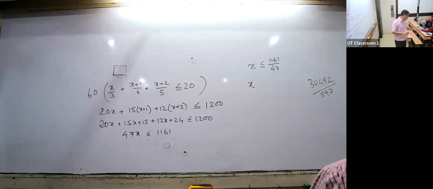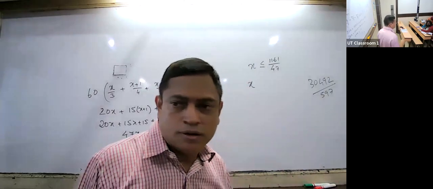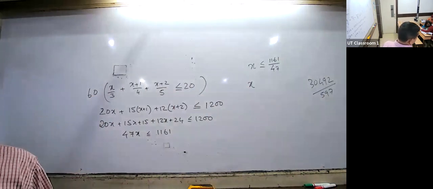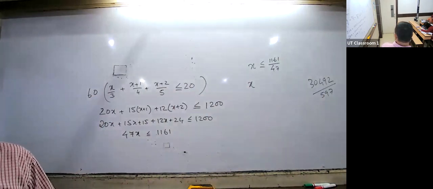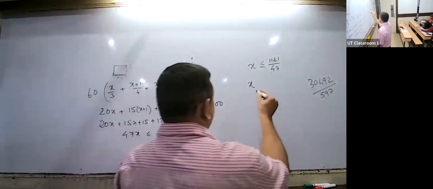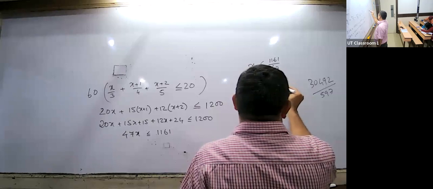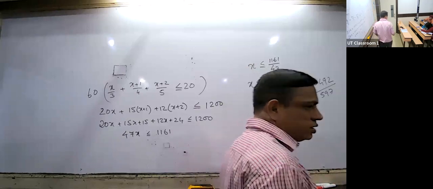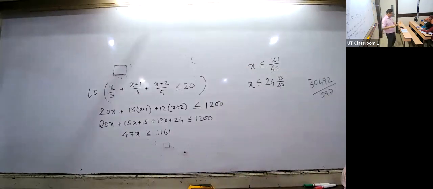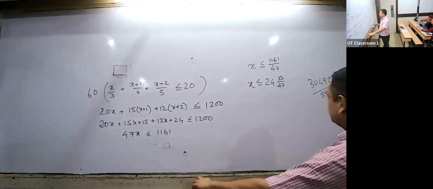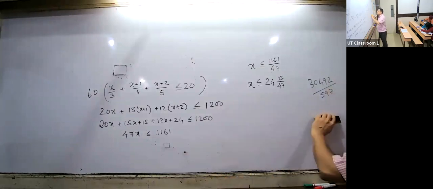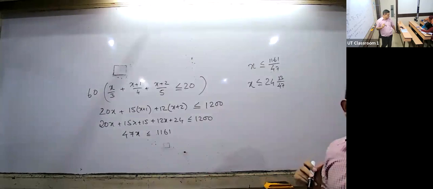One second. You tell. Division, right? 24 and 33 divided by 47. Okay, you got that? Pratik got the answer? Yes, sir. Can be less than.